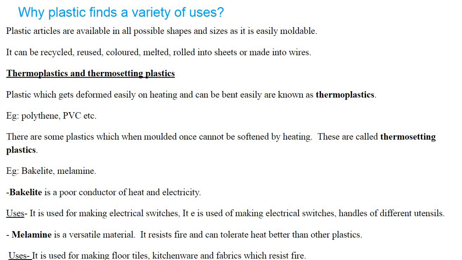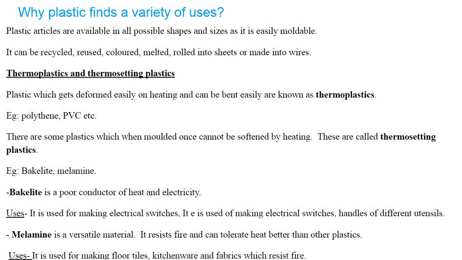There are some plastics which get deformed easily on heating or can be bent. Such types of plastics are called thermoplastics. And where are they used? They are used for making polythene bags, PVC pipes, etc. And they are also used for manufacturing toys, combs and various types of containers.